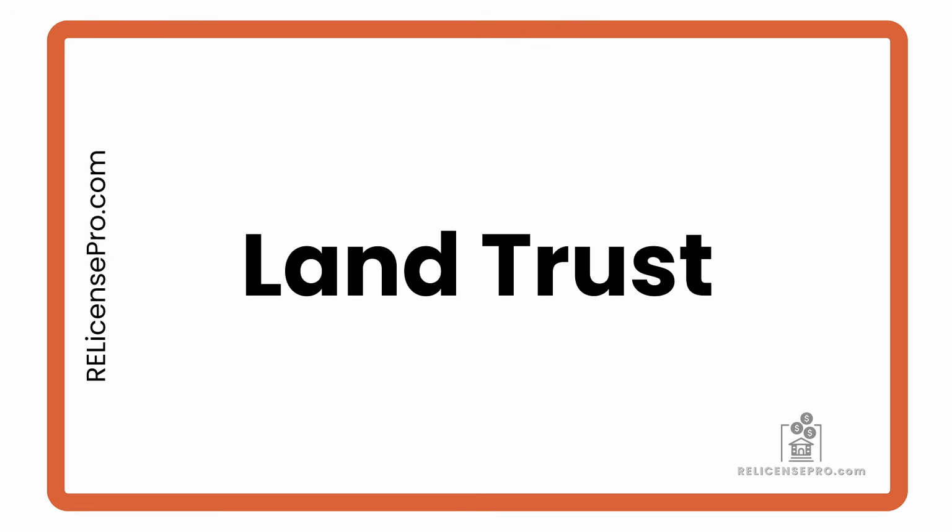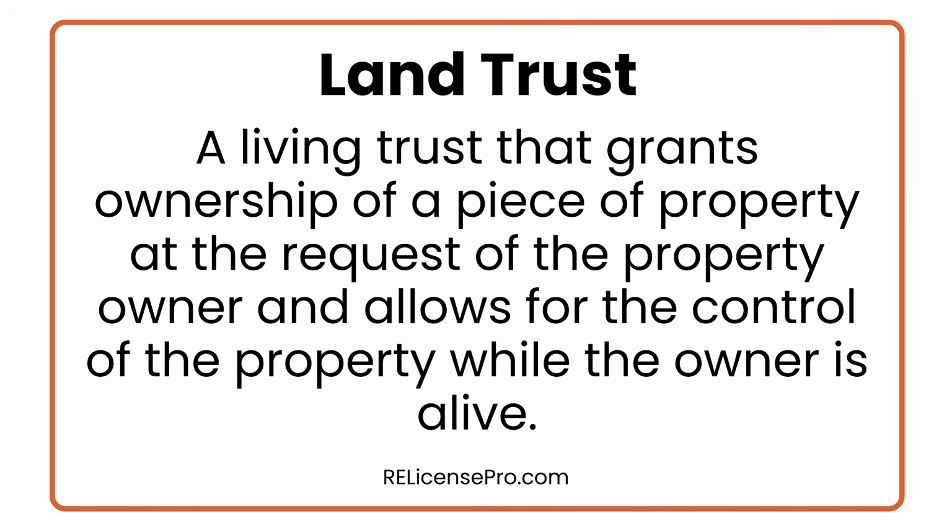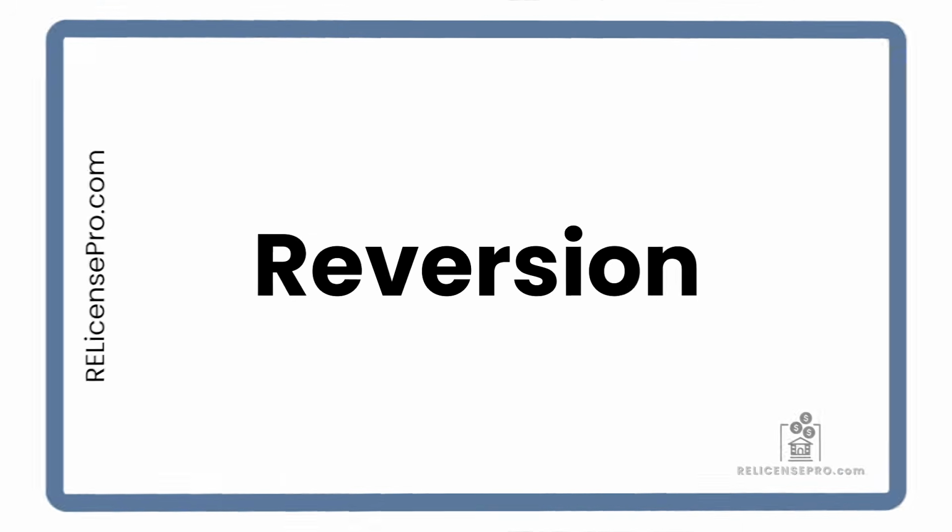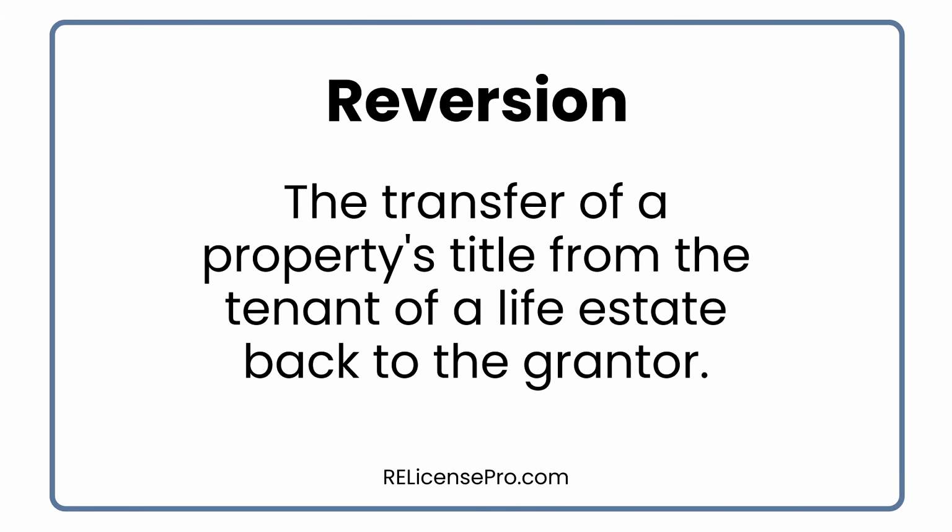Land trust. A land trust is a living trust that grants ownership of a piece of property at the request of the property owner and allows for the control of the property while the owner is alive. Reversion. Reversion is the transfer of property's title from the tenant of a life estate back to the grantor.